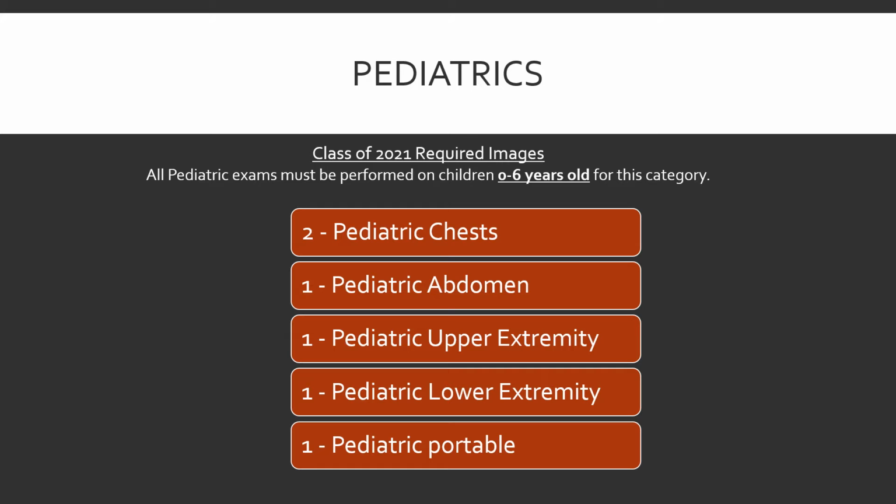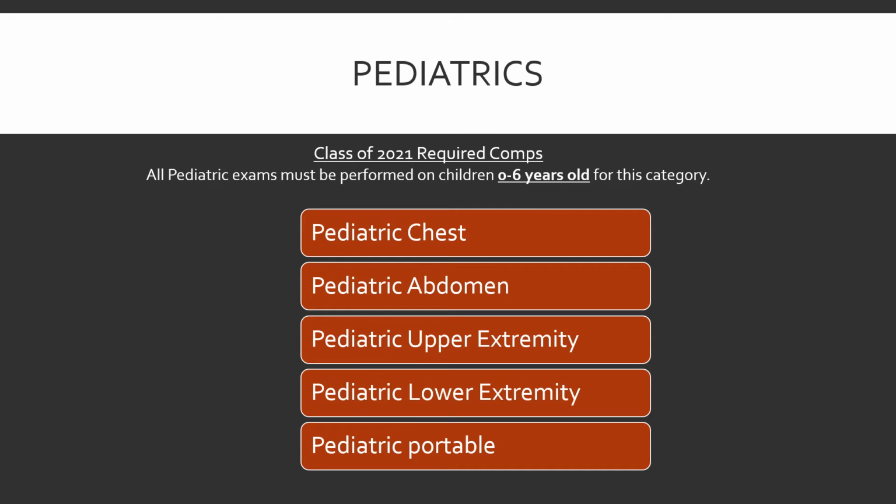Pediatrics. Class of 2021 required images. All pediatric exams must be performed on children 0 to 6 years old. For this category, you are required to collect 2 pediatric chests, 1 pediatric abdomen, 1 pediatric upper extremity, 1 pediatric lower extremity, and 1 pediatric portable.